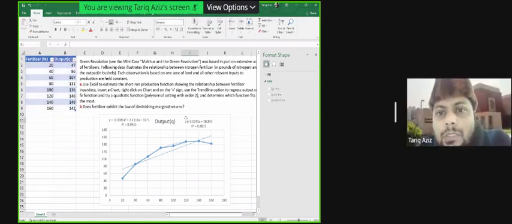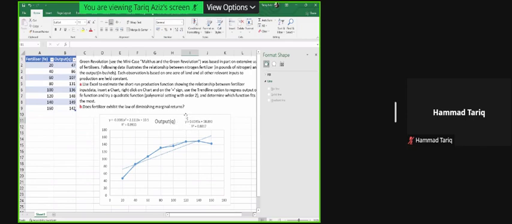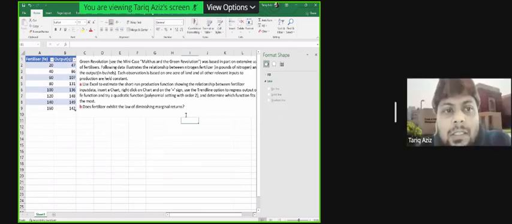So now I will delete this chart, and I will send you this sheet, and you are supposed to insert a chart and then upload it in the Google Classroom. I will send you the link of Google Classroom, and this will be a mini task for you. Once you do this, you will develop more understanding of the law of diminishing returns.